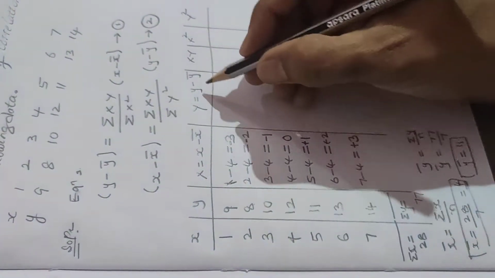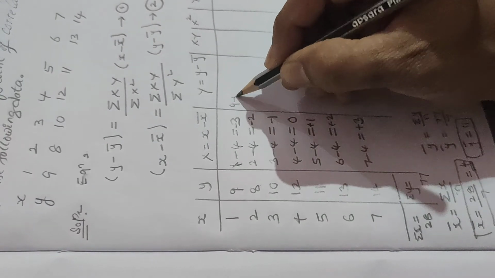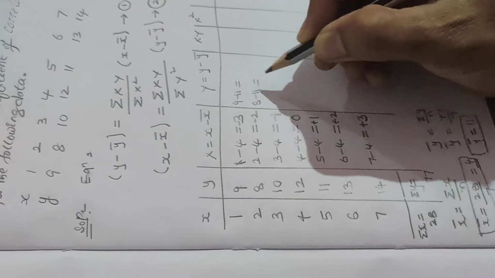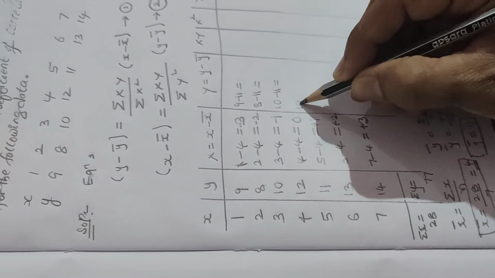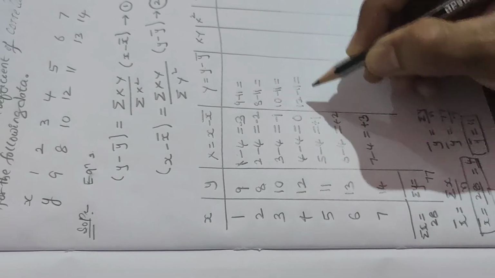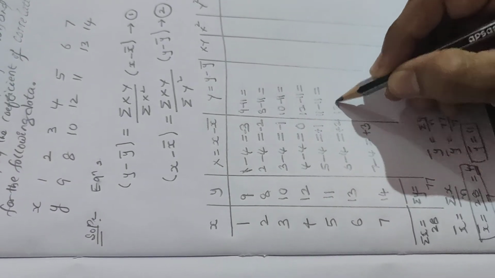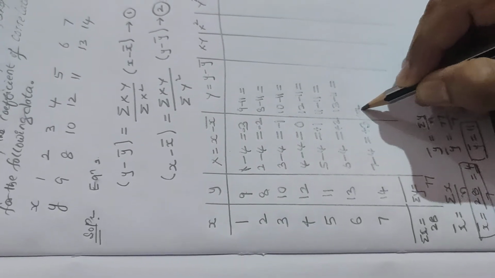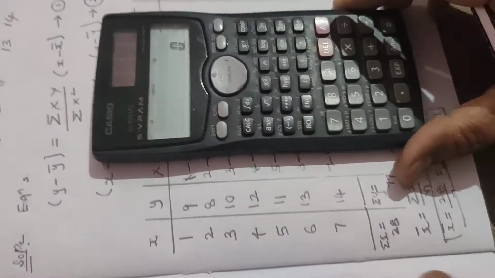That is nothing but y minus y bar. Y is 9 minus 11, then 8 minus 11, 10 minus 11, then 12 minus 11, 11 minus 11, 13 minus 11. Then I want 14 minus 11. So 9 minus 11, that I'll do it.